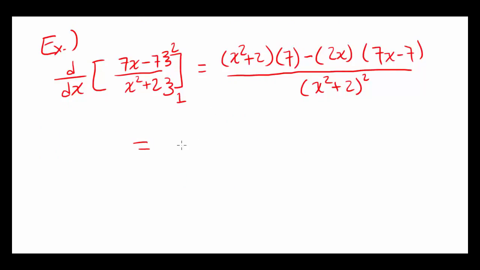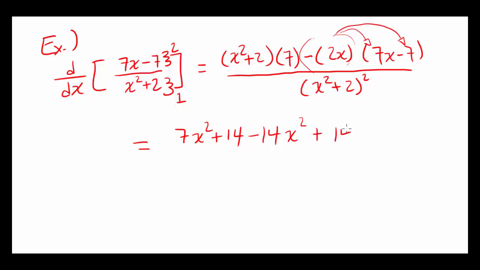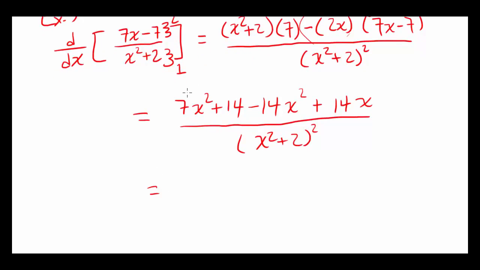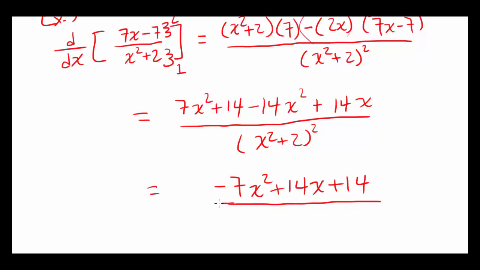Now let's see if we can simplify this. x squared plus 2 times 7 gives 7x squared plus 14, minus 2x, and you're distributing the minus, so you have negative 14x squared, and a negative and a negative, so positive 14x, all over x squared plus 2 squared. And I guess you can group the like terms. 7x squared and negative 14x squared becomes negative 7x squared plus 14x plus 14, all over x squared plus 2 squared.